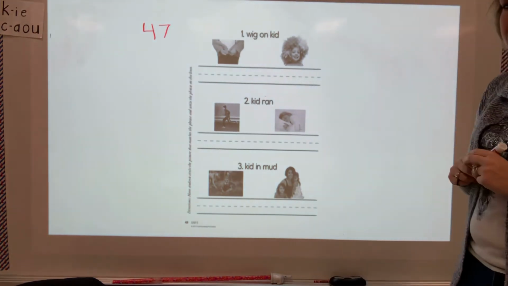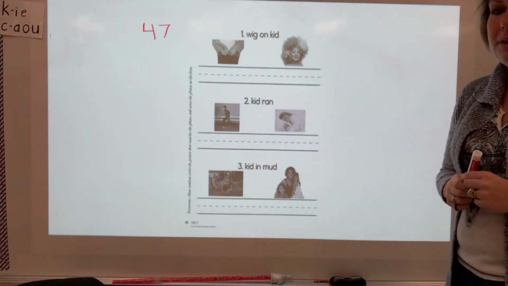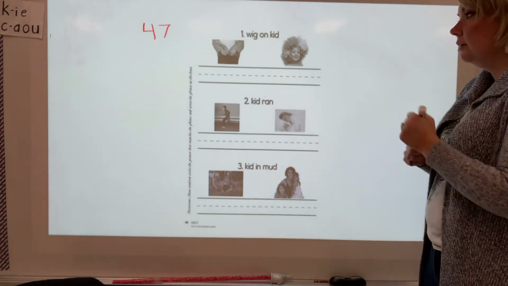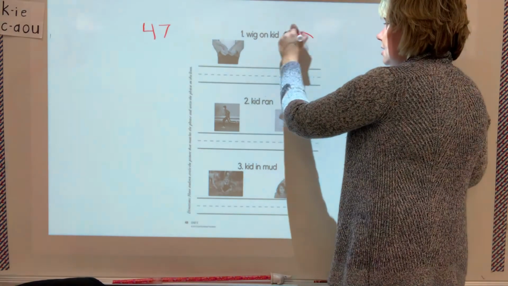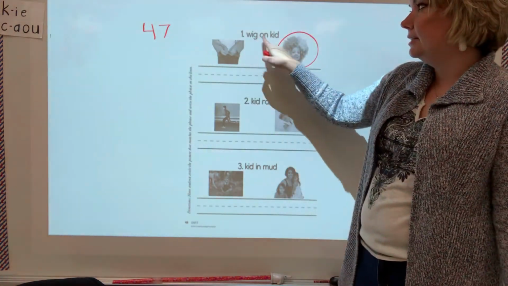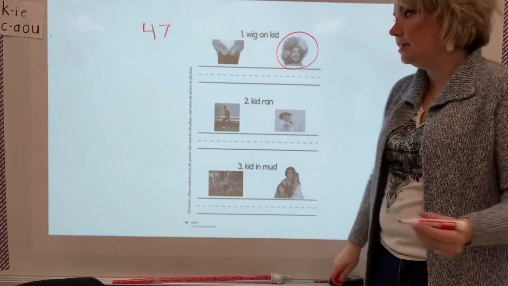So what picture am I going to circle? The first one or the second one? The second one. The second one. And then I'm going to write my phrase. Now remember, they put space between their words. We talked about how you can space.